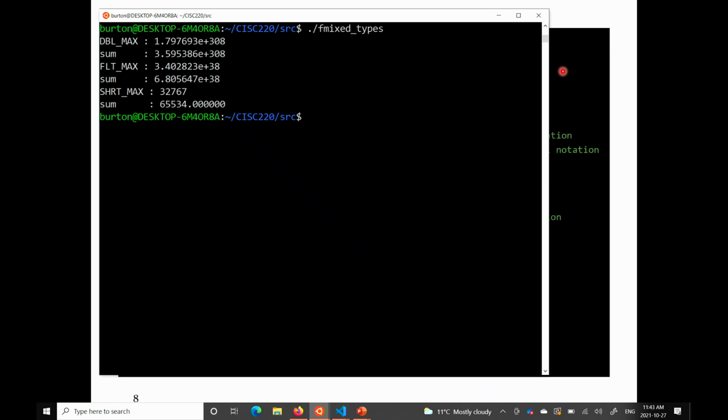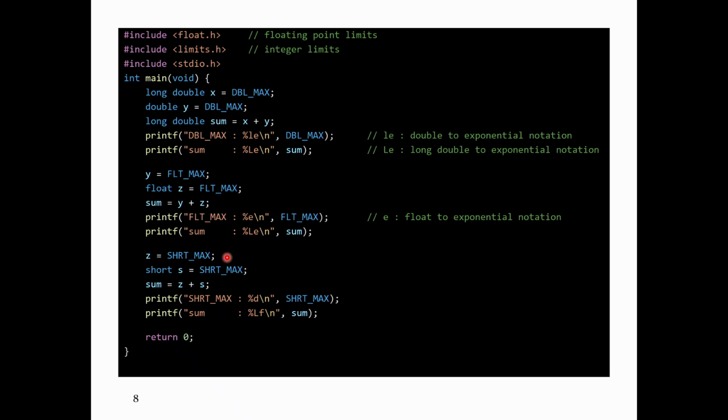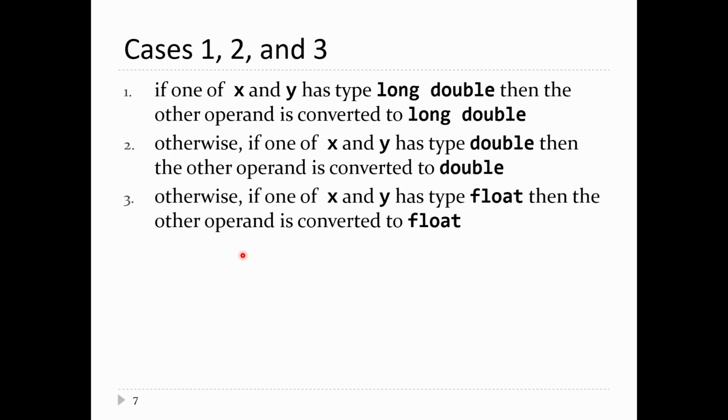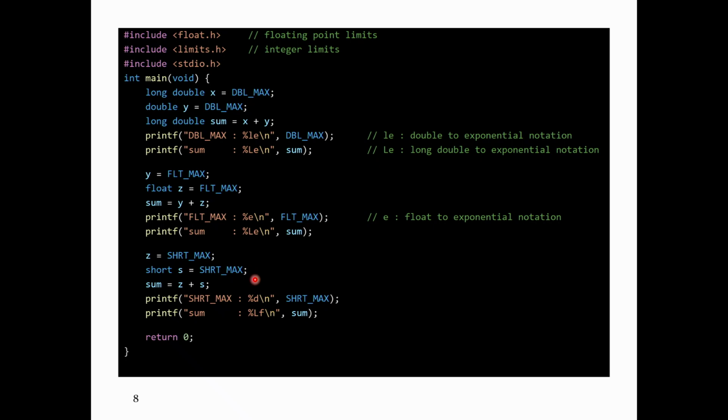Z is short max. Okay, so now I'm taking a short and, this isn't relevant because this is using short. I don't know why this is here. But anyway, it seems to work. So Z is of type, where is Z? Z's a float. So I'm going to put the value of short max into the float. I'm going to set S, which is short, to short max, and then I'm going to add them together.